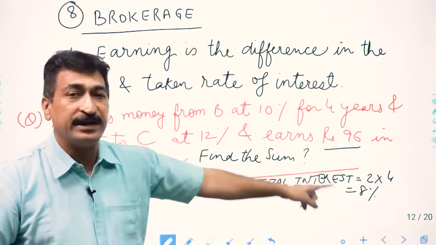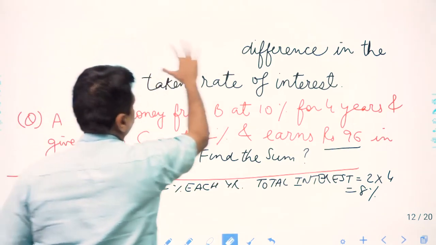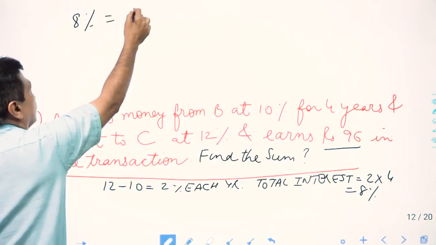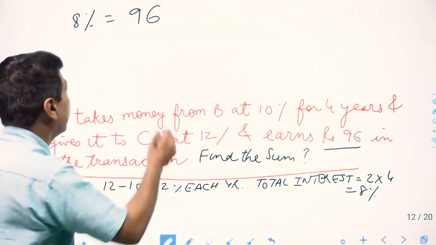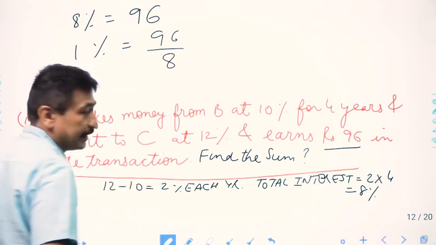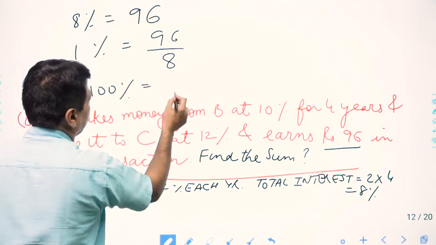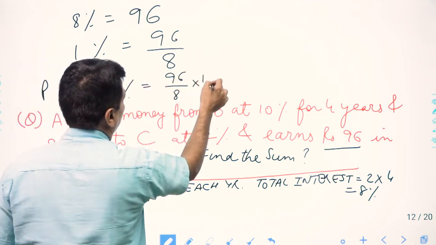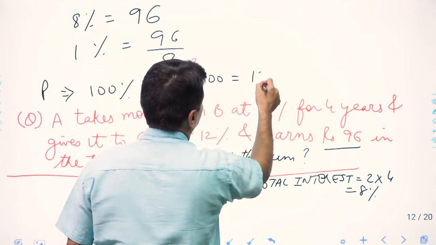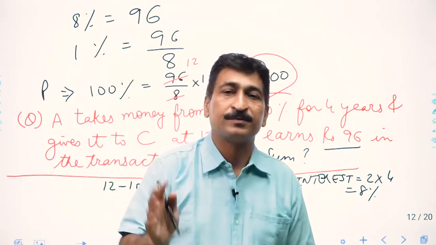His earning in percentage we have calculated. So this 8% is equal to rupees 96. 8% is equal to 96. So 1% is equal to 96 divided by 8, and you want the principal. Principal is always 100%. So 100% is 96 divided by 8 into 100, which is, 8 ones are 8, 12 eights are 96. So this is 1200 rupees. So this is how you calculate the principal.